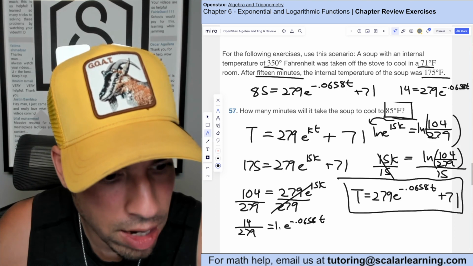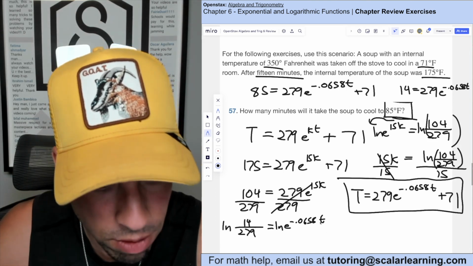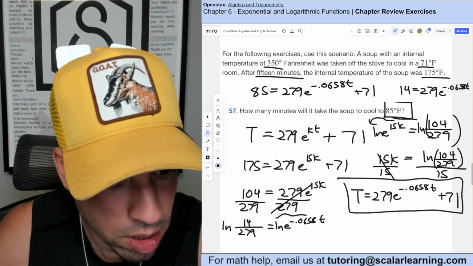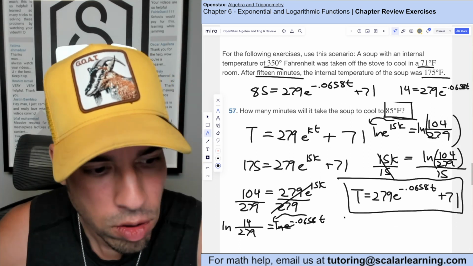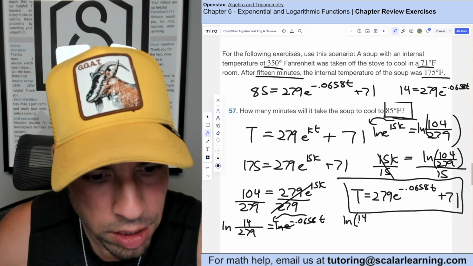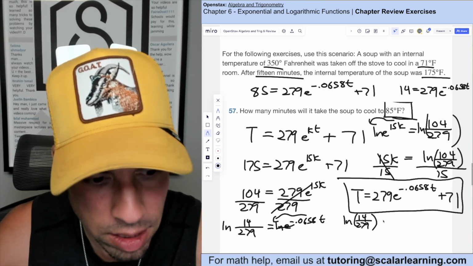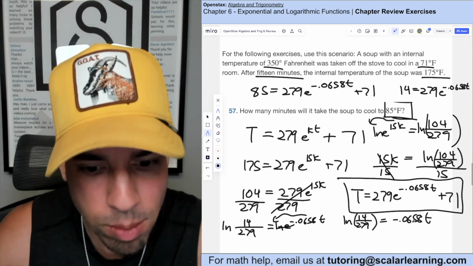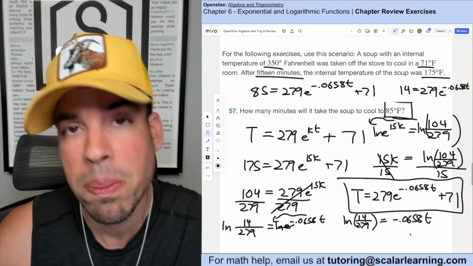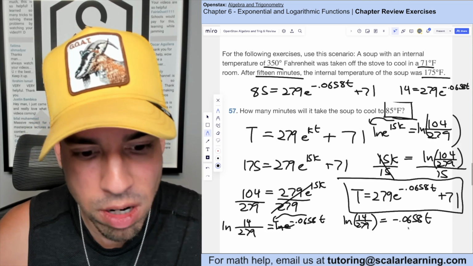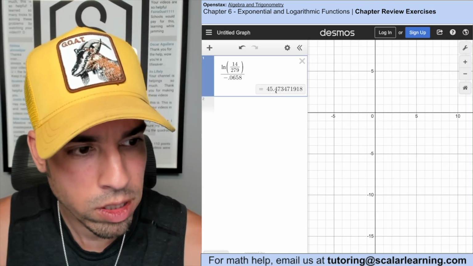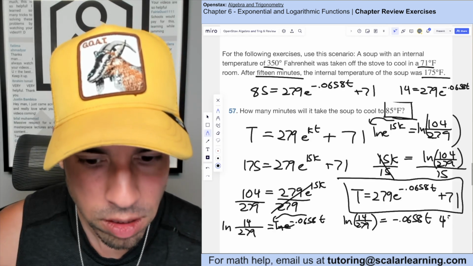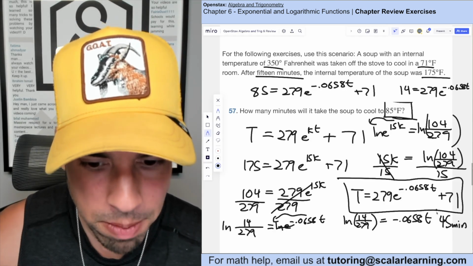Then we're going to take the natural log of both sides because we need to bring that variable in the exponent down, right? And that's great because it brings it down, and then again, ln of e is just 1. So now I have ln of 14 over 279 equals negative 0.0658 t. Last step, we're going to divide by negative 0.0658. And I'm going to do this in Desmos because we're going to get an approximation. And we're getting 45.47, which will round to the nearest minute to 45 minutes. So our answer is approximately 45 minutes.